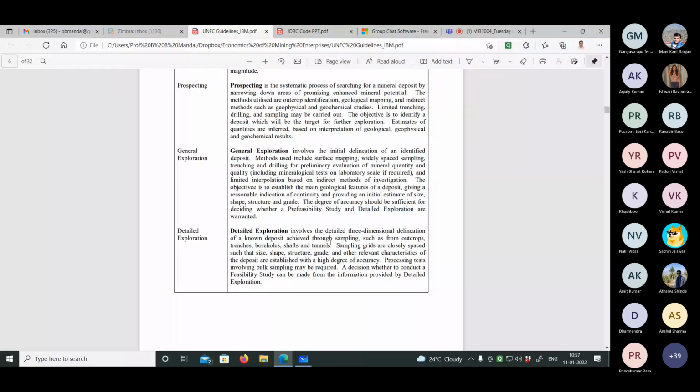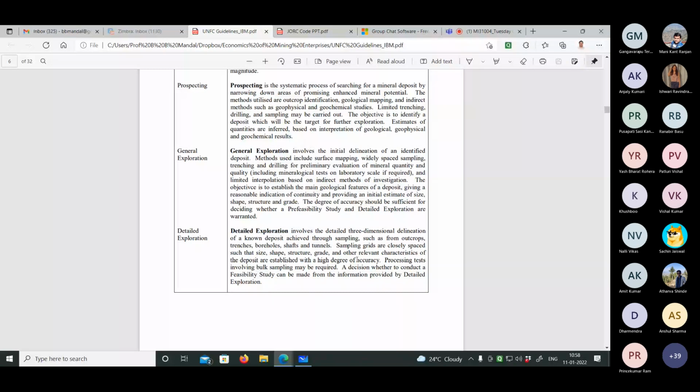In detailed exploration, you need a complete three-dimensional delineation. That means after doing this detailed exploration, you will have a complete idea of the deposit in three dimensions. You can say, I know the deposit. This is the word: I know the deposit. Then you can call that, yes, I understand that the detailed exploration has been made. If I ask any question, you will be able to answer.